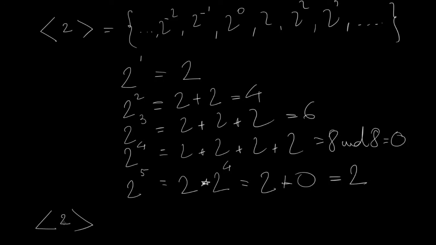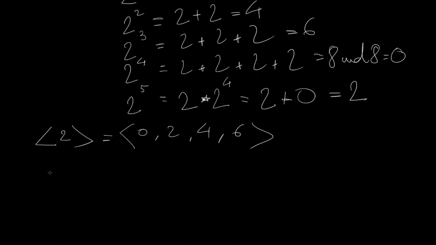So the subgroup of all the integer powers of 2 generates 0, 2, 4, and 6. And that's it. So we can say that this is a proper subgroup of Z8. However, I was about to say, so Z8 is not a cyclic group? No, you cannot say that. In fact, it is cyclic, and I challenge you to prove it. But it is not generated by 2.